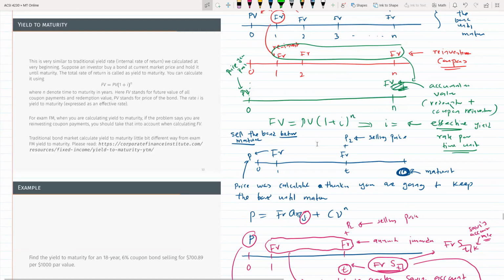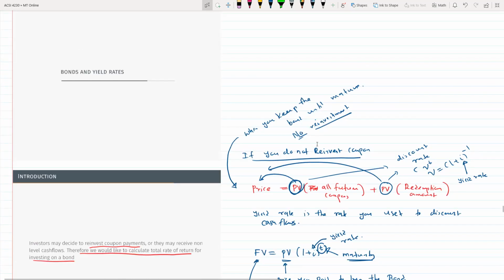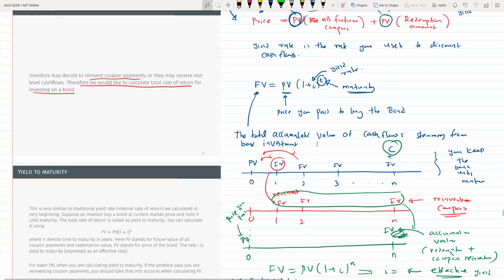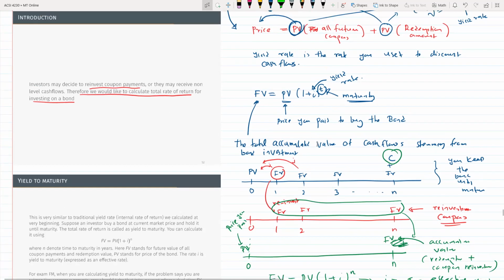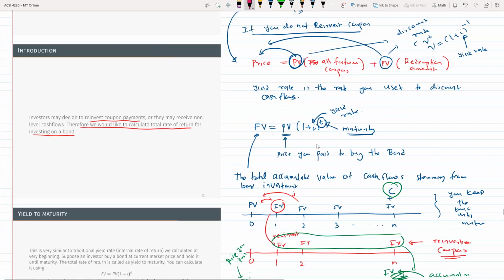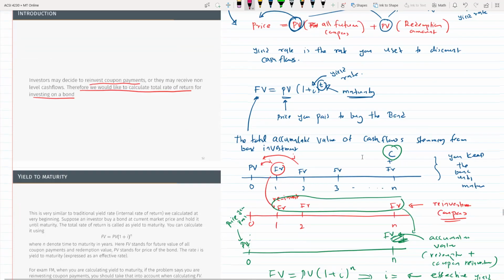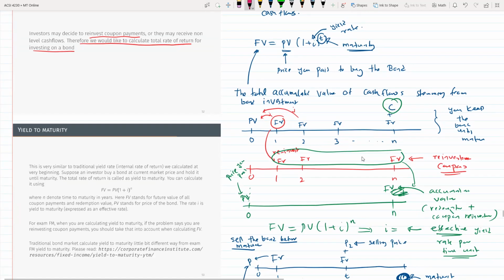So that's the idea of this yield rate, bonds and yield rate. If you don't sell the bond, if you don't reinvest, then yes, you can get the yield rate just using the discount rate, the scenario one. If you do not reinvest your coupon. Okay. But in any other situation, you have to use this formula and then get the yield rate.